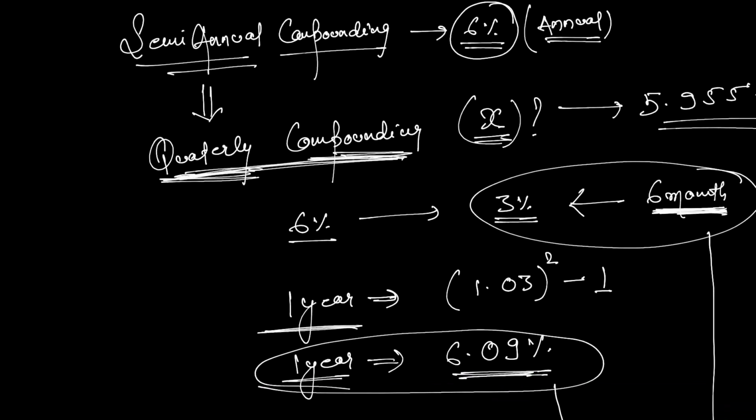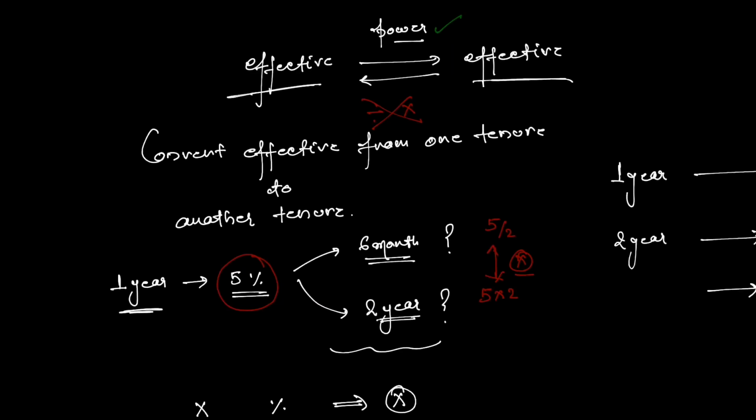So I tried to touch upon this topic because I'm receiving multiple doubts on it. Almost every student has doubt in it. So there are few things that you have to understand and keep in mind. First, effective to effective. Effective of one tenure to effective of another tenure. You cannot do multiplication and division. Super important. You only play with power.